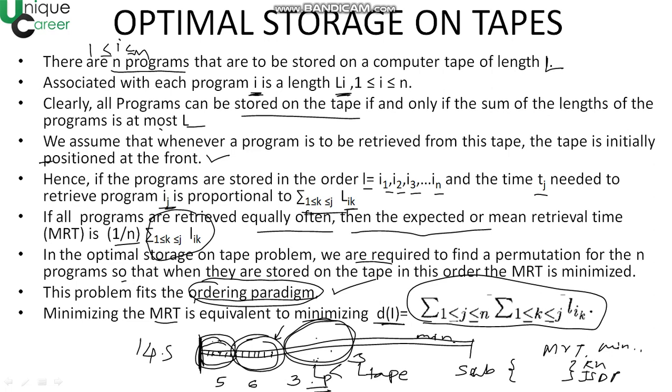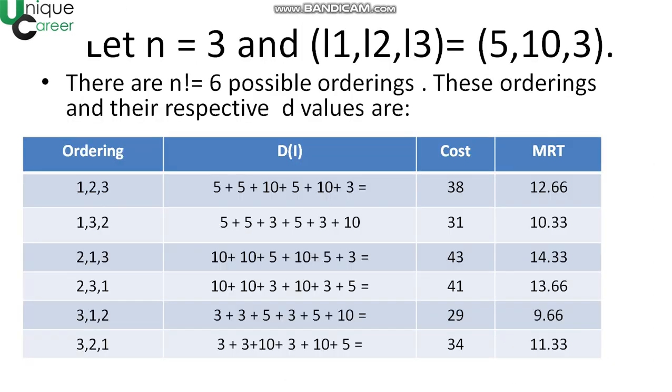So let us take an example and try to understand this. Let us assume that there are three files, n is equal to 3, and the lengths L1, L2, L3 are 5, 10 and 3. In order to store three files onto a tape, let us assume that the tape length is greater than the total length of these files. So there will be 6 possibilities. That is, 3 factorial, which is equal to 6 possible orderings.